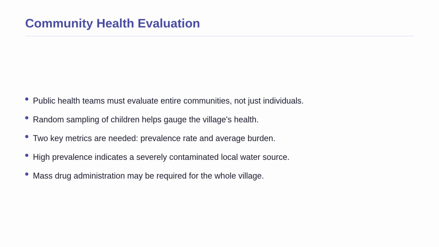To understand the scale of the crisis, epidemiologists look at two key metrics: the prevalence rate, which tells us how widespread the disease is, and the average burden, which tells us how sick the infected people are. If these numbers are high, it indicates a severely contaminated water source, meaning mass drug administration might be urgently required for the entire village to prevent an outbreak.